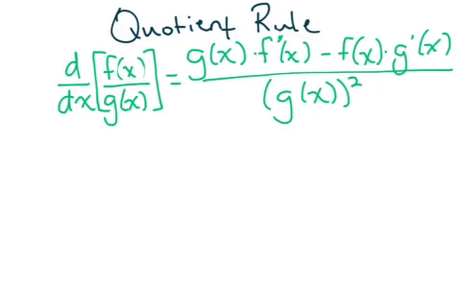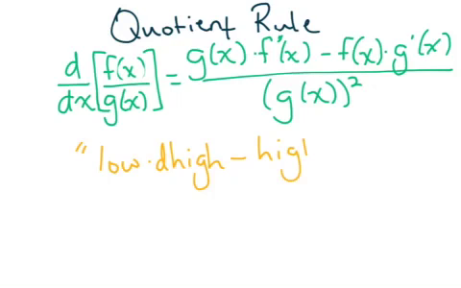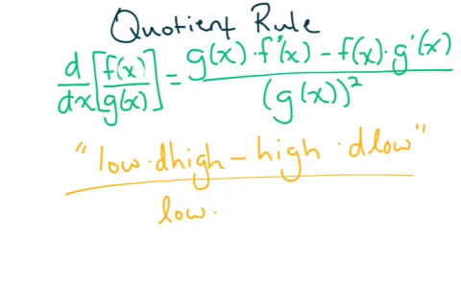Okay, and I'll remind you that we said that even though it sounds funny, it helps to remember low d high minus high d low, all over low low. So that's the low, the g of x, times the derivative of f of x, minus the high, which is f of x, times g prime of x, divided by g of x squared. Low d high minus high d low over low low. Sounds ridiculous. It really helps.